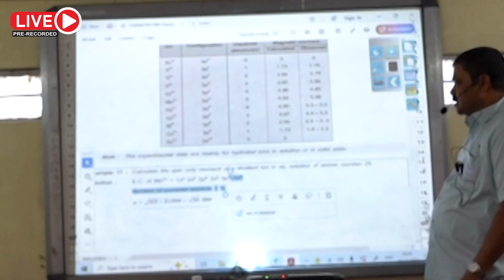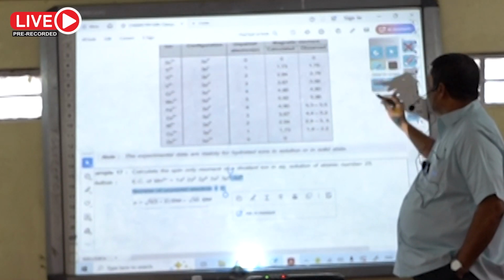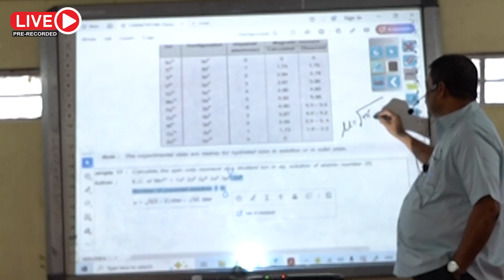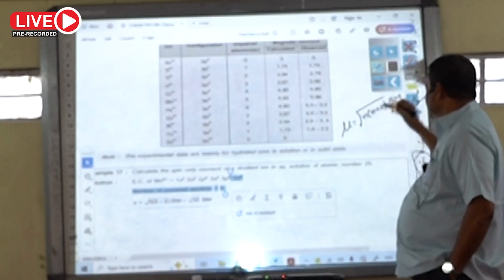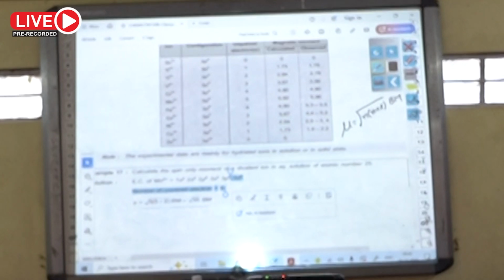5 unpaired electrons. So paramagnetic character, mu is equal to root of n into n plus 2 Bohr magnetons. Here the n value is 5. So root 35. You know, root 36 is 6. Root 35 is around 5.8 or 5.9 like that. So approximately you can do that.